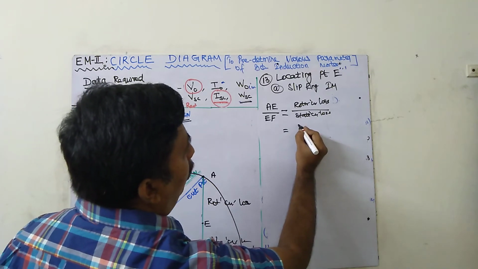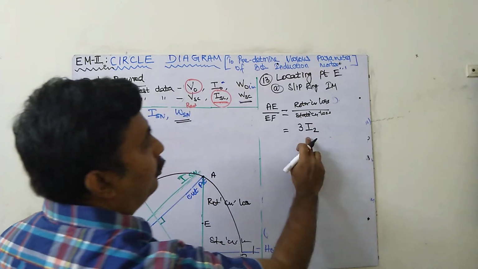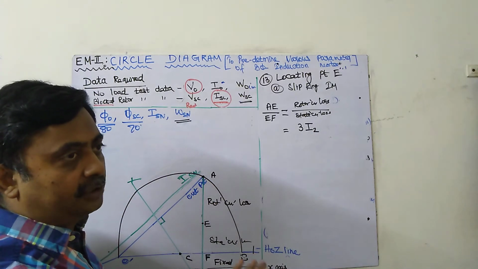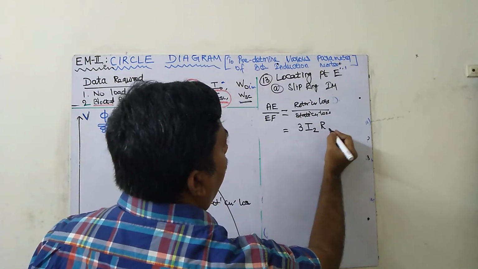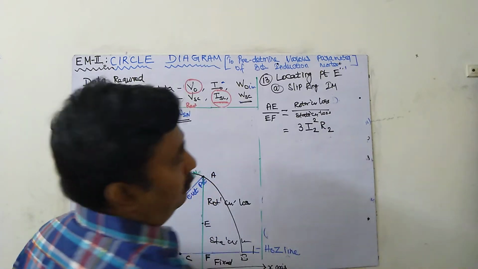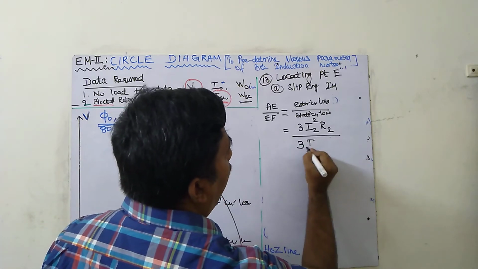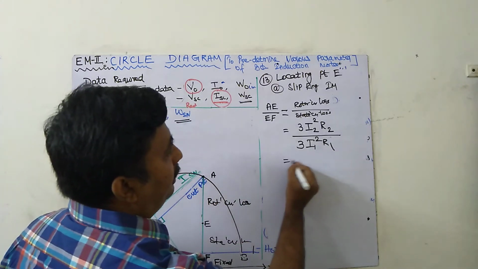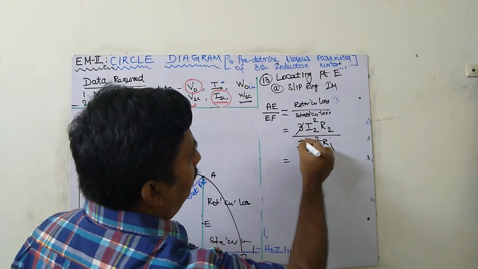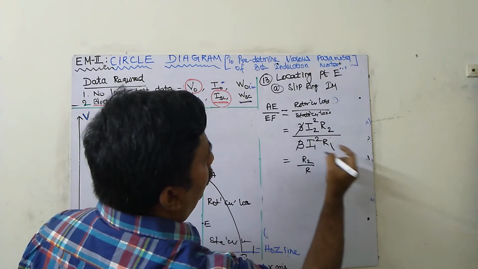What is the rotor copper loss? There will be 3 windings, and the current is I2. Why I2? Because it is a transformer, a rotating transformer: I1 is for primary, I2 for secondary. So 3 I2 square R2, divided by 3 I1 square R1. Correct or not? The 3 and 3 cancel. Okay, R2 by R1 into I2 by I1 whole square.